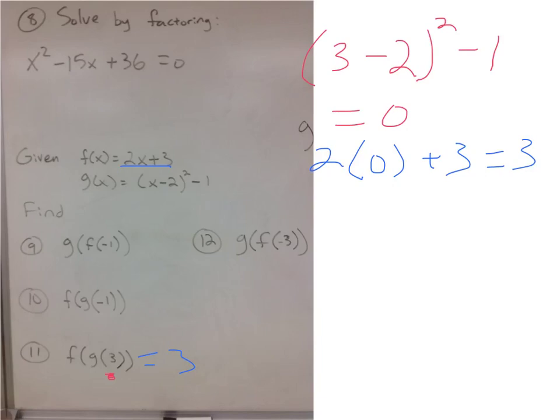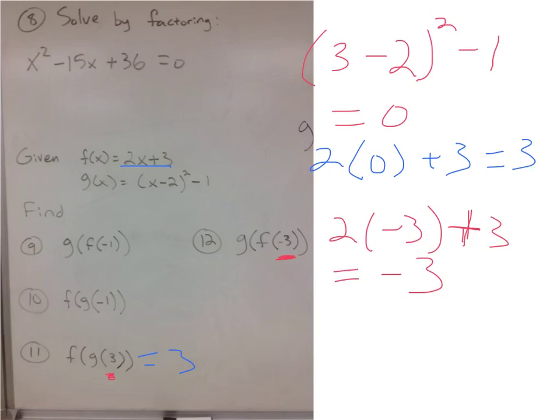And then number 12, lastly, we've got f of negative 3 that we're going to figure out first. So I'm going to plug negative 3 into the f function, so it's going to be 2 times negative 3 plus 3. Well, that's going to be 2 times negative 3 is negative 6. Negative 6 plus 3 is negative 3.